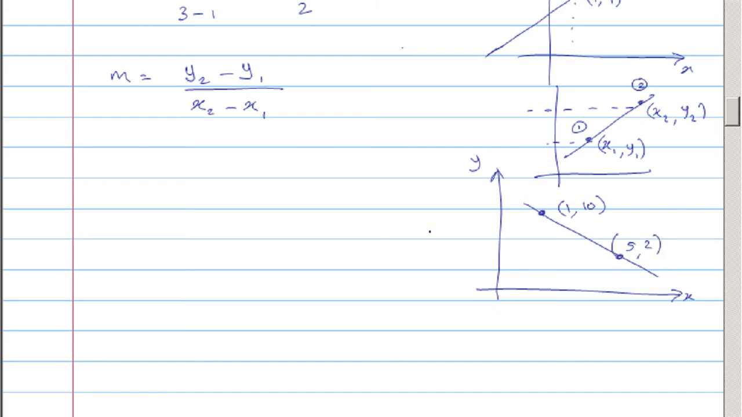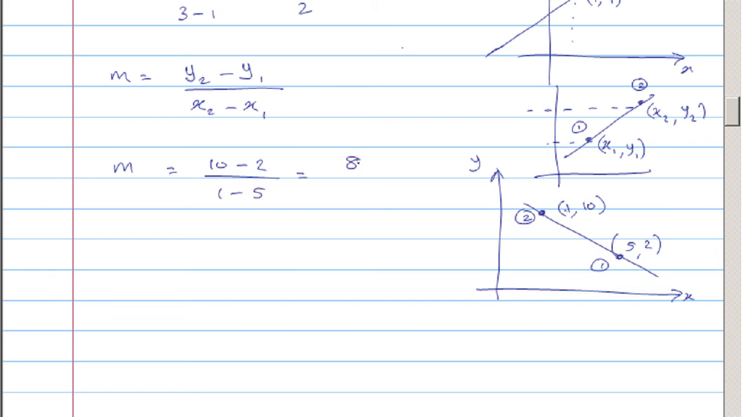So what's the gradient of this line? The first thing to do is to pick your points 1 and 2. Let that be my point 1 and that's my point 2. So the gradient of this line is equal to y2 minus y1, so that's 10 minus 2, divided by x2 minus x1. That is 1 minus 5.